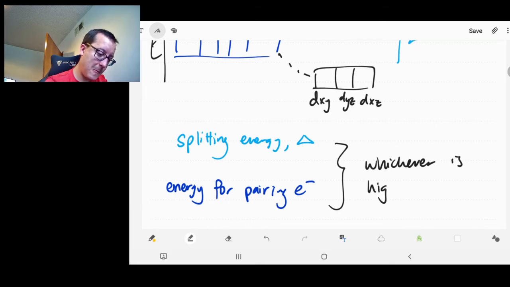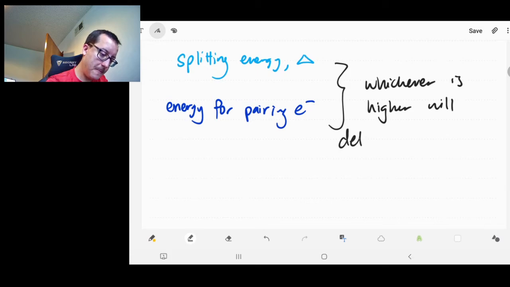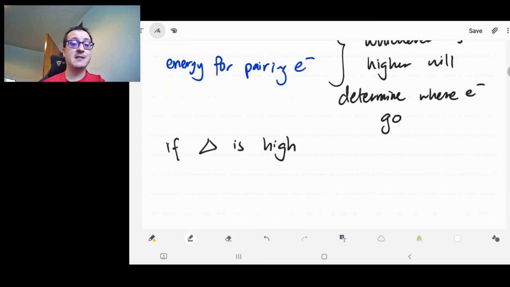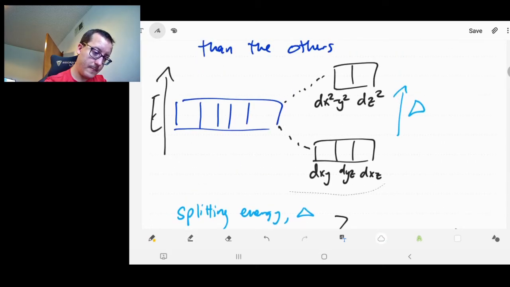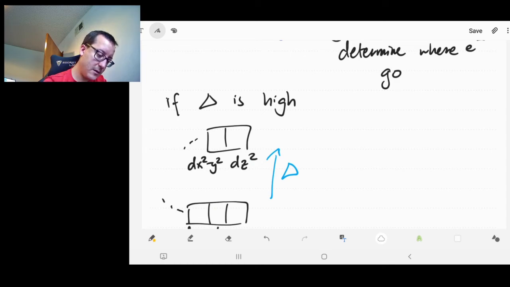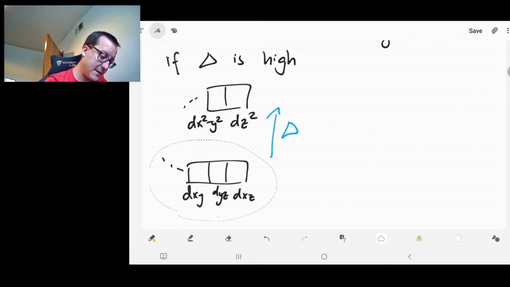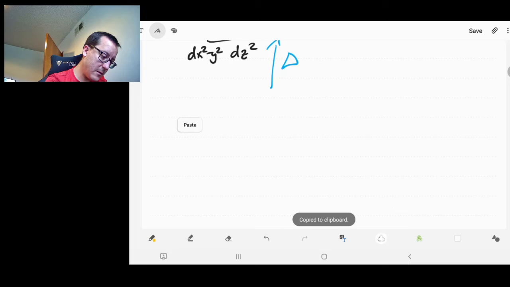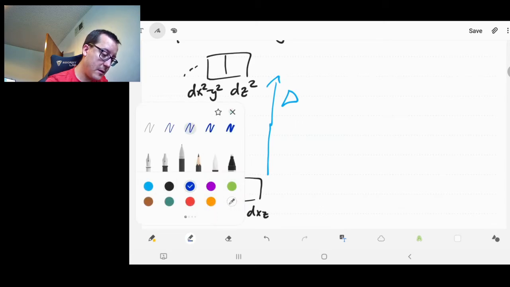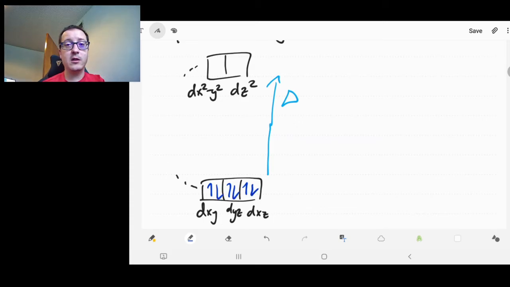whichever is going to be higher will determine where the electrons go. We're going to see that if you have a very high splitting energy, so a large energy difference between these two, and let me actually exaggerate this, let's make this even farther down. If you have a very high difference in energy here, you are going to pair them off before moving up. So in fact, the 6 d electrons from this particular cobalt complex will stay down there.